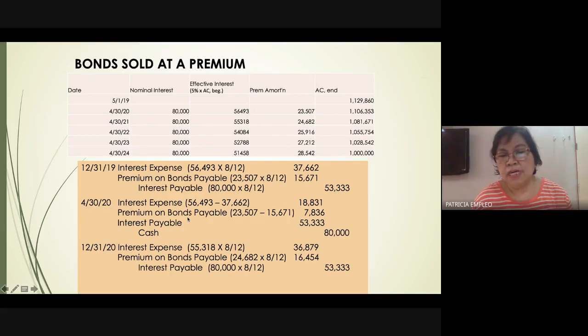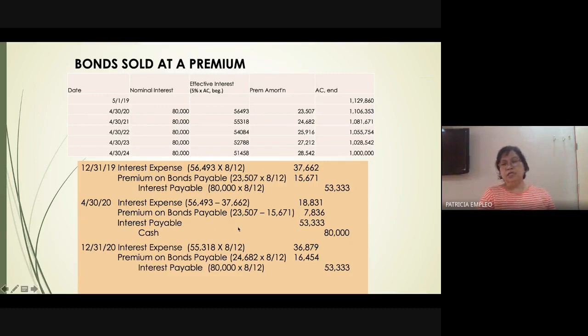Debit premium on bonds payable. So to update the amortization of the premium, that is 23,507, but we amortized last year already 15,671, such that your amortization from January 1 to April 30 is 7,836. Then cancel the recognized interest payable we set up last year. So we debit interest payable 53,333.